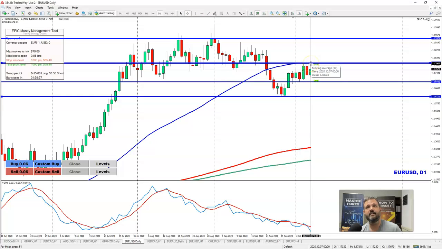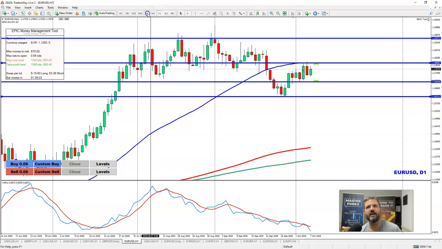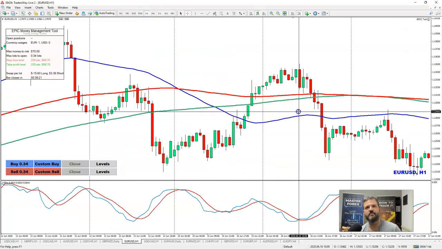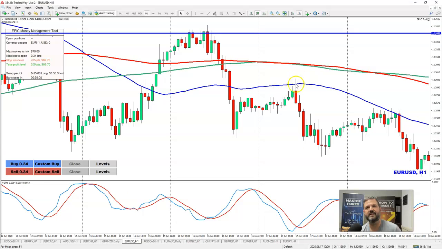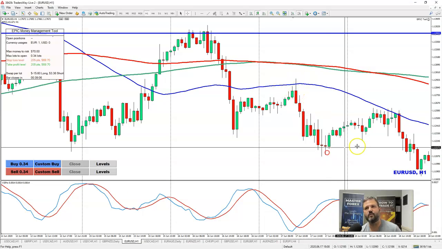Let's take a look here at some more patterns. So I'm going to drop down to an hourly, and we're going to look at some of them. So again, here's one we have. I'm just going to draw the level in here. Right? You can see it touched the level. We got a candle, and then down we went. Okay? Here's another one. Touched the level. We get a nice bearish candle, and down we went.